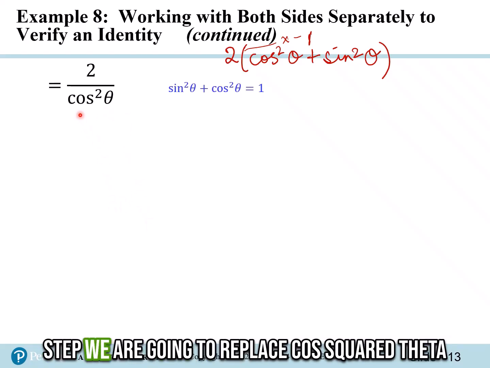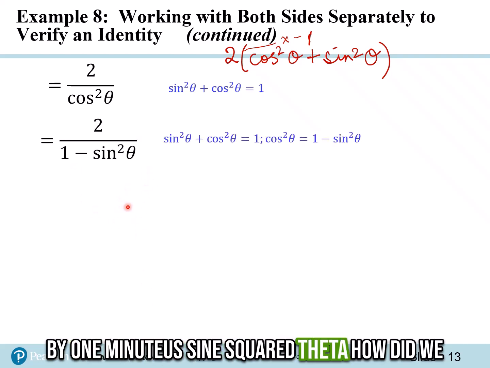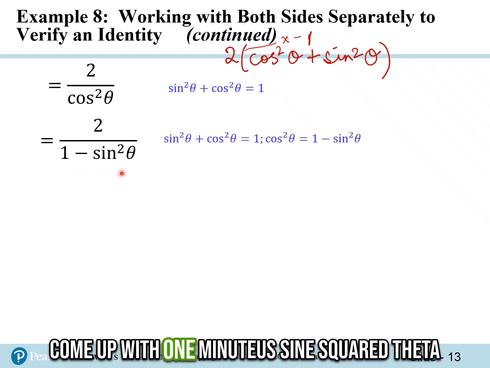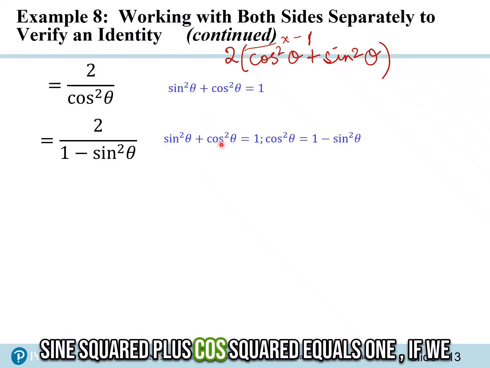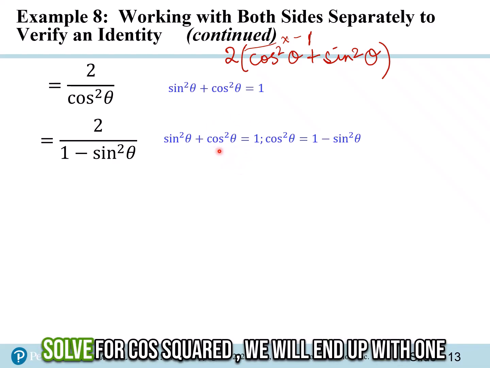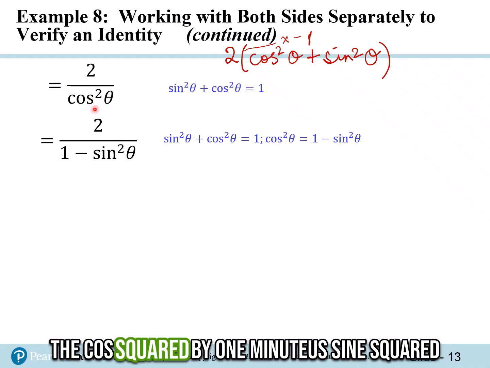In the next step, we are going to replace cos squared theta by 1 minus sine squared theta. How did we come up with 1 minus sine squared theta? Again, from the Pythagorean identity, because sine squared plus cos squared equals 1. If we solve for cos squared, we will end up with 1 minus sine squared. Therefore, we replaced the cos squared by 1 minus sine squared.